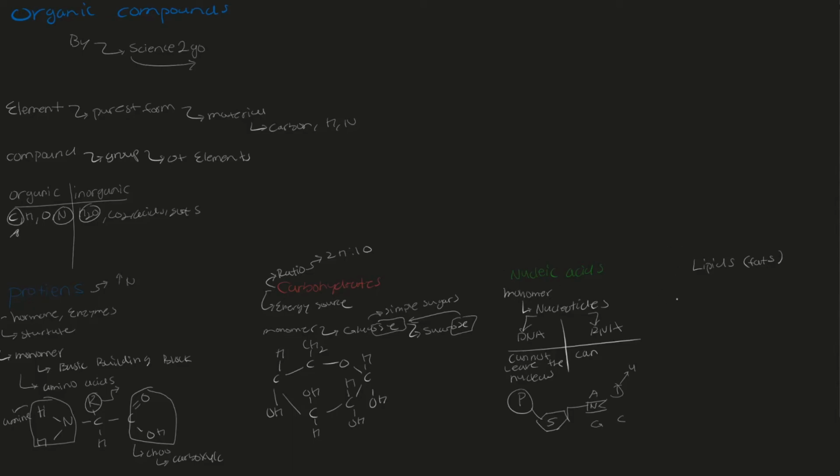So let's take a look here, right? What is the monomer of lipids? Well, there are actually two of them. You're going to have glycerol plus fatty acids, right? So these two make up lipids. They're the monomers of lipids.